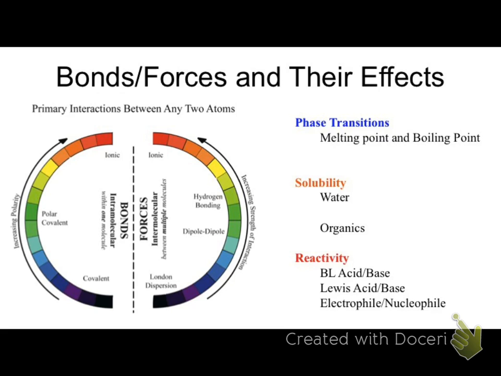Ionic. What are you looking for with ionic? Charges, or ions. If you see an ion, you're looking at an ionic bond. What does that mean about the forces? If you have an ionic bond, you're looking at an ionic force. The ionic force is the strongest force, weakest bond.